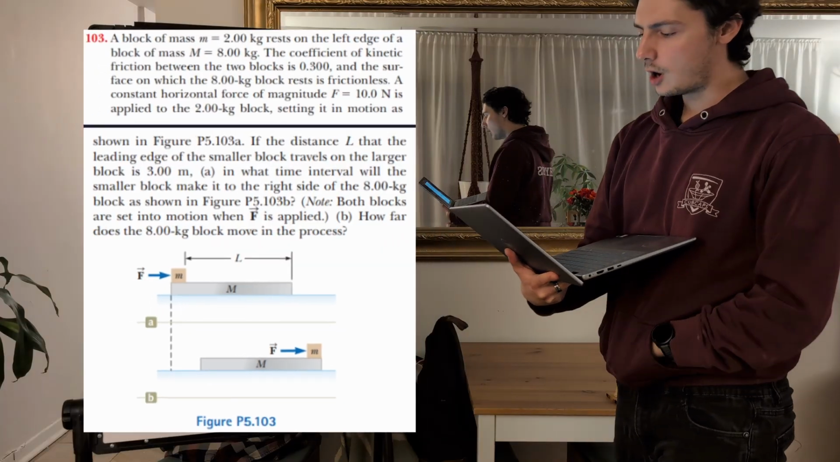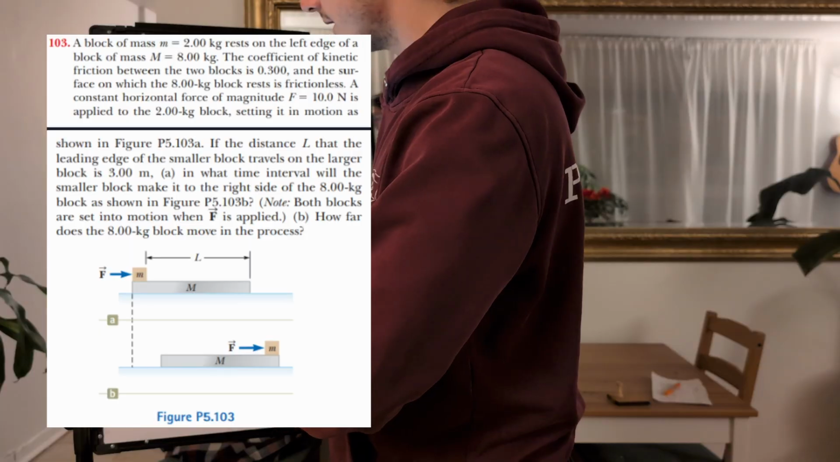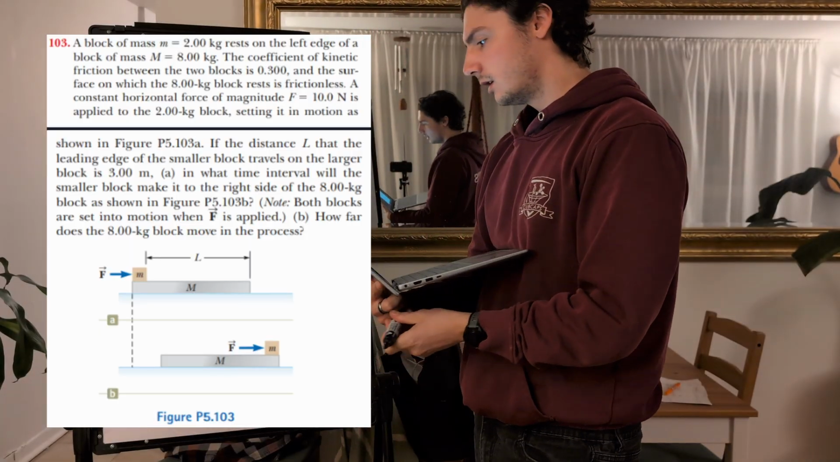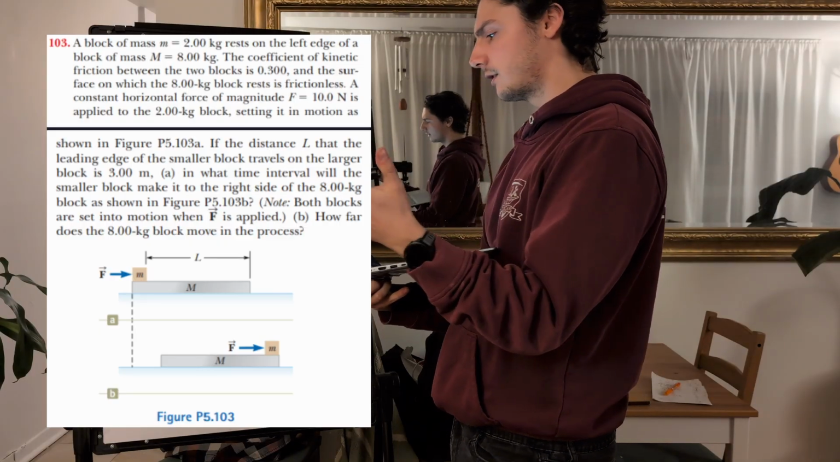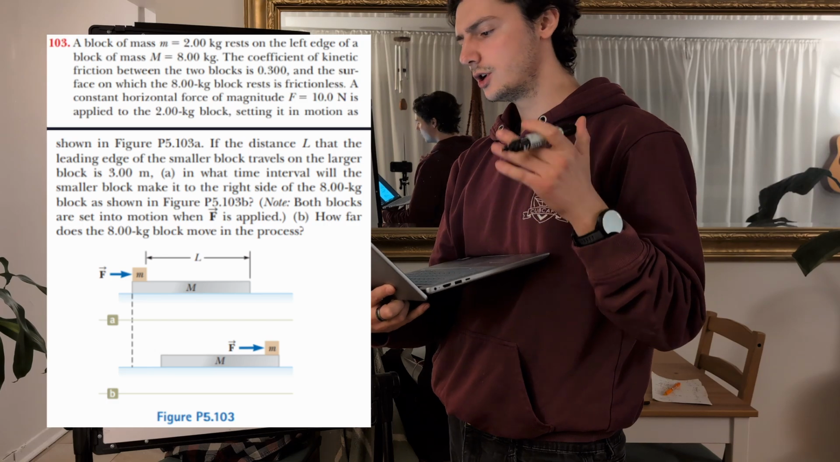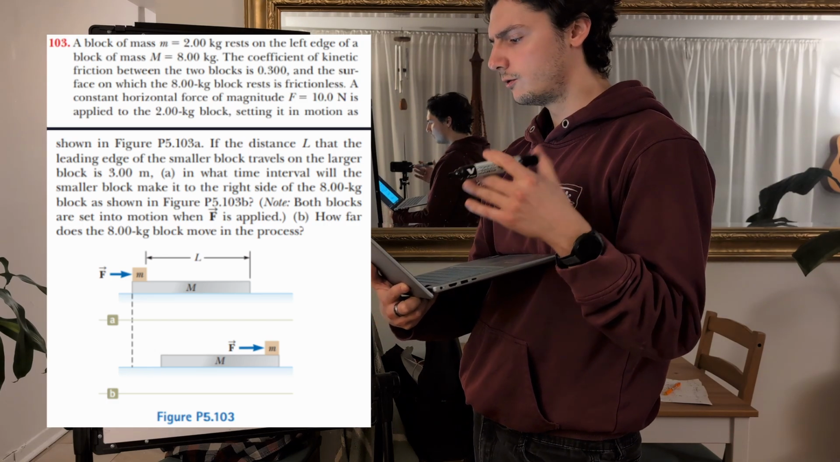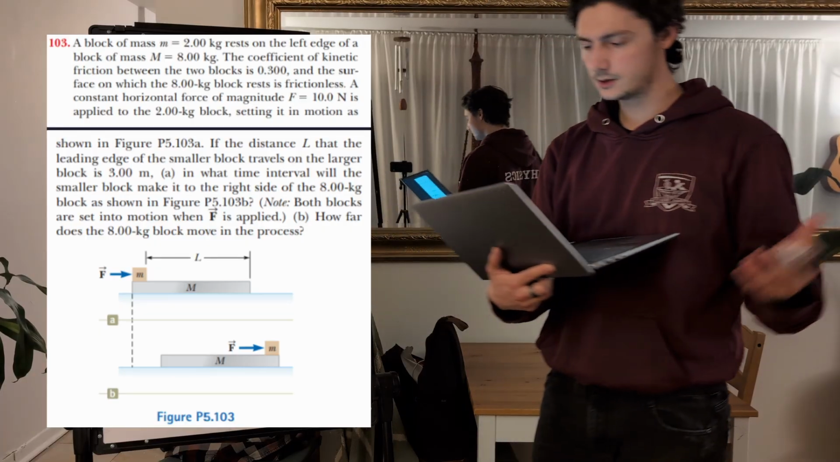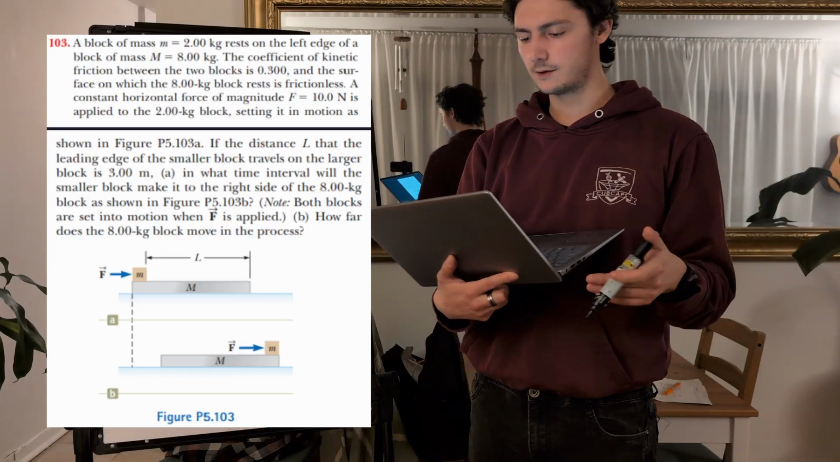So it says, a block of mass, lowercase m, 2 kilograms, rests on the left ledge of a block of mass M, 8 kilograms. The coefficient of kinetic friction between the two blocks is 0.300. And the surface on which the 8 kilogram block rests is frictionless. A constant horizontal force of magnitude F equals 10 newtons is applied to the 2 kilogram block, setting it in motion as shown in this figure here.